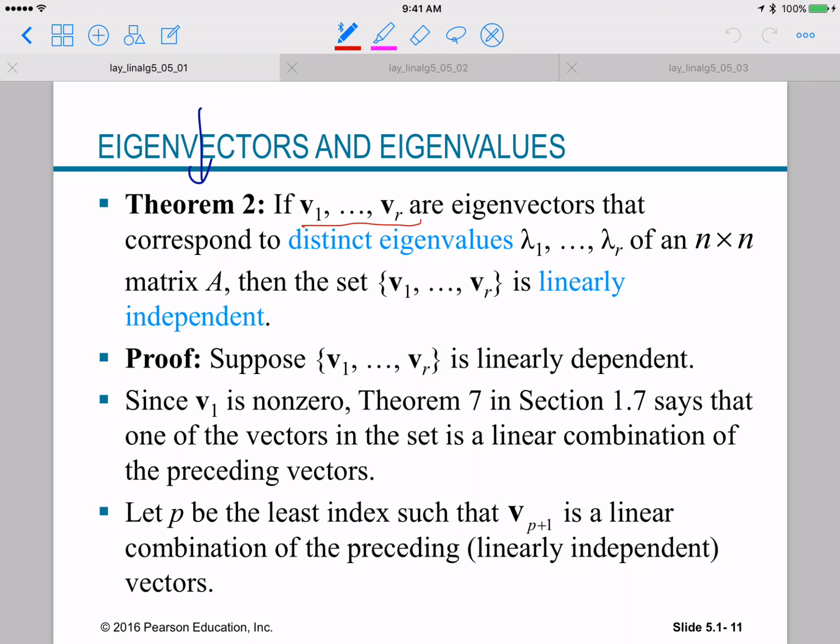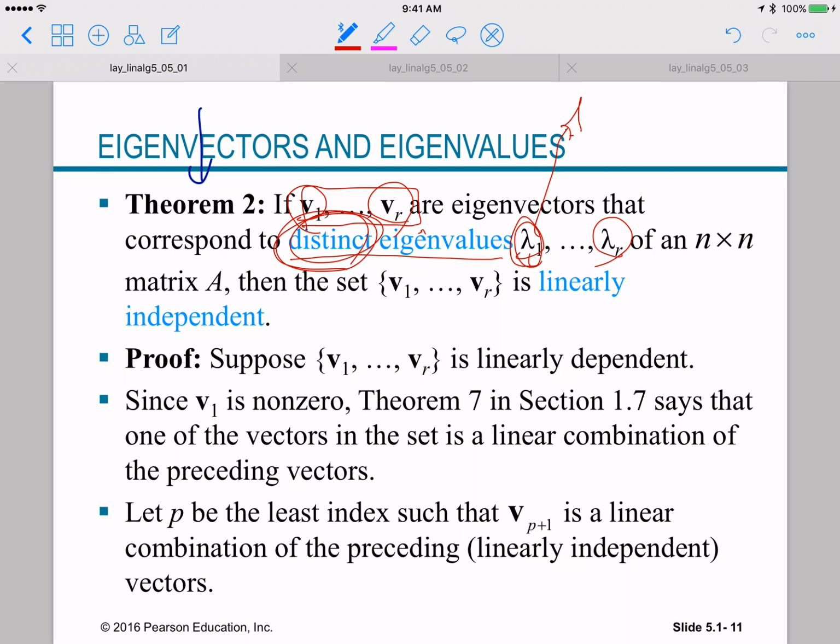So you have r different eigenvectors, and these eigenvectors are associated with distinct eigenvalues. It starts from these lambda 1 through lambda r, which are eigenvalues, and the assumption is they are distinct eigenvalues, which means lambda 1, lambda 2, all the way through lambda r, they are all different eigenvalues.